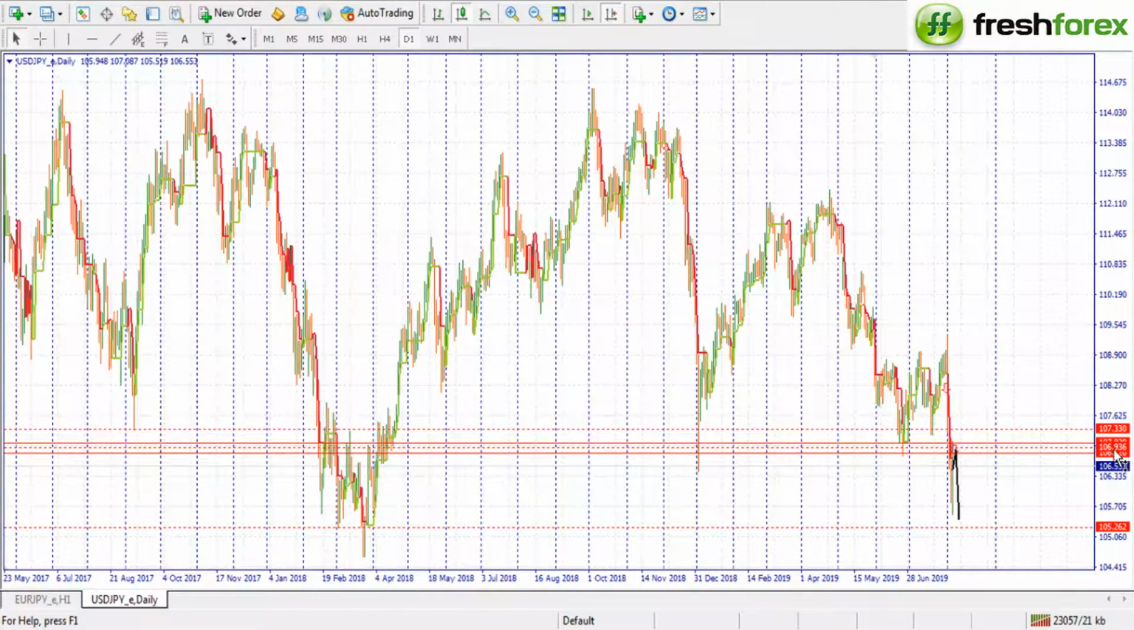So we sell from 106.936. Stop loss is around 107.330. Then take profit is at 105.262.